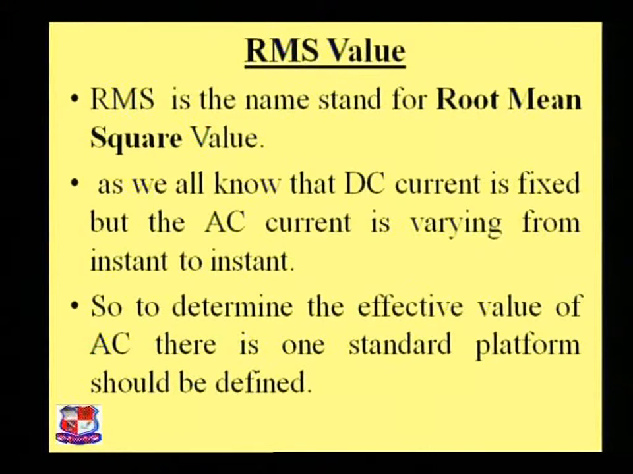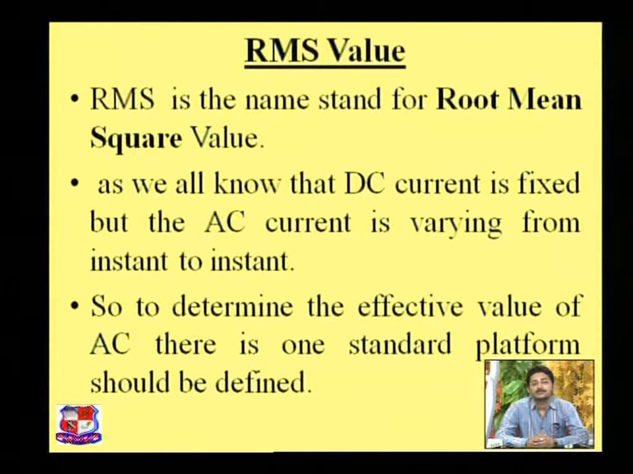Now, when we talk about DC current, it is fixed. At every instant the level of DC is fixed, but AC current varies from instant to instant. So there is a necessity to determine the effective value of that AC, and one standard platform should be defined. Let us go through one example.